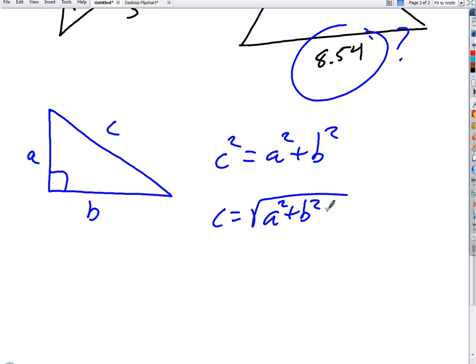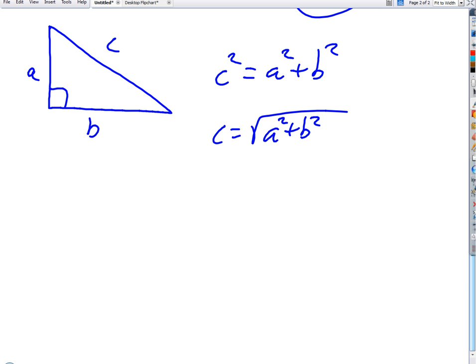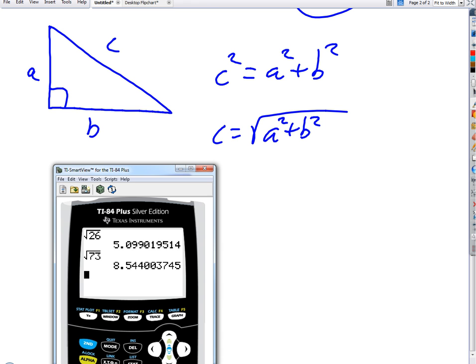So let's find out what our C is, what our hypotenuse would be that goes with our legs, or our sides 5 and 5.1. So what is the square root of 5 squared plus 5.10 squared? Does anybody know what it is? Anybody? Off the top of your head, you can't figure that one out?